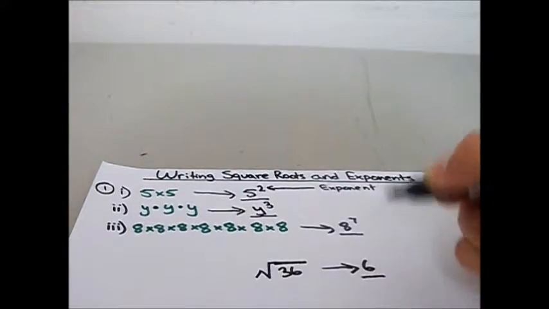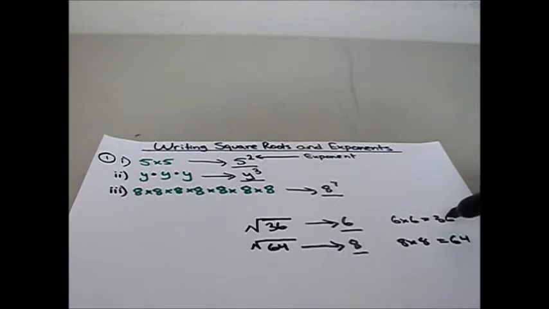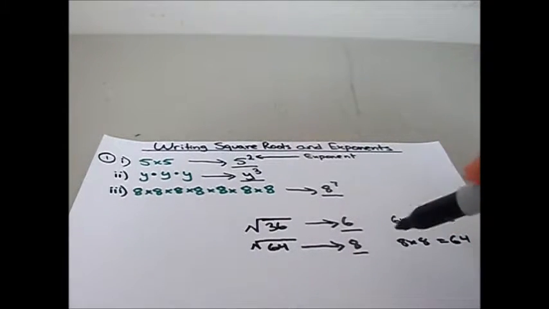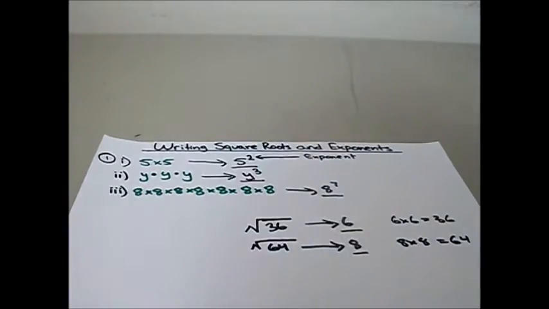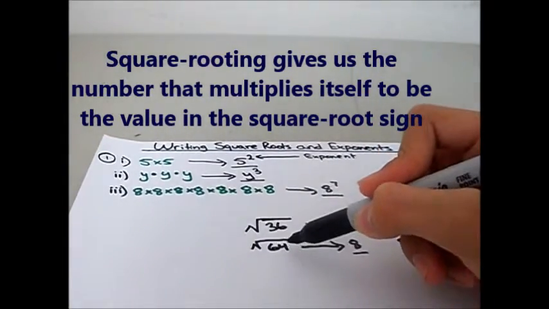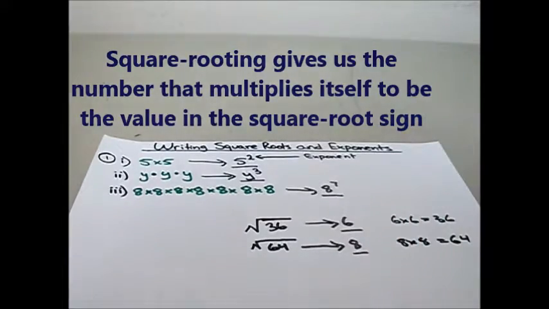And what do you notice? So when 6 is multiplied by itself, it gives us 36. And another example, the square root of 64 gives us 8. So 8 times 8 equals 64. So the square root is basically giving us the number that when multiplied by itself is equal to the value in the square root sign.